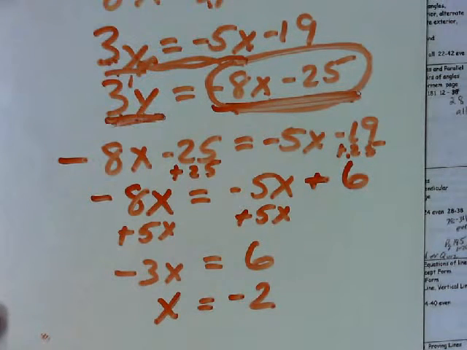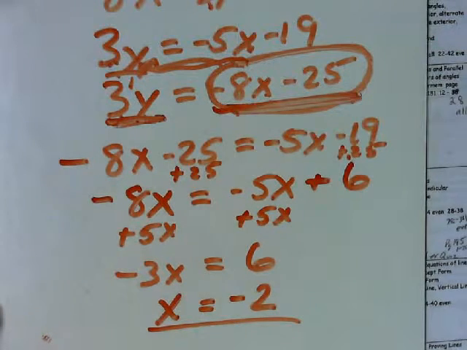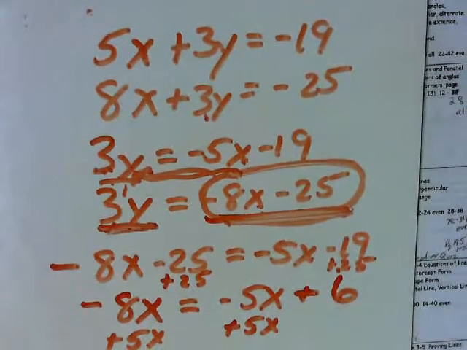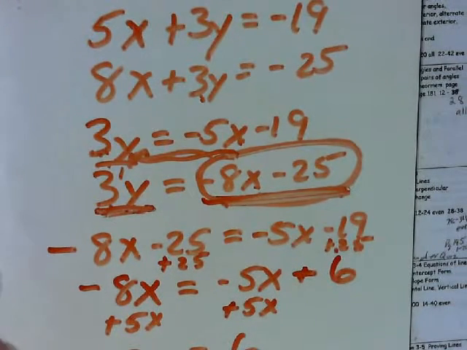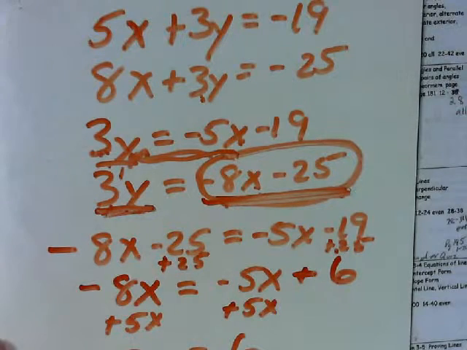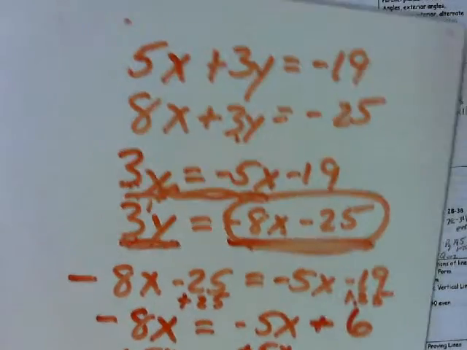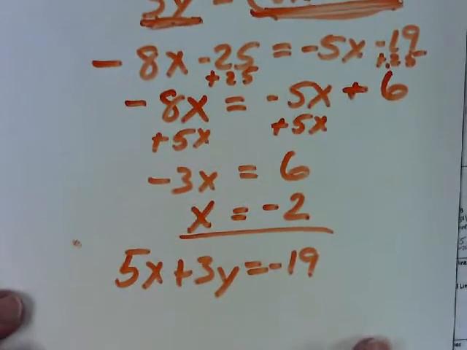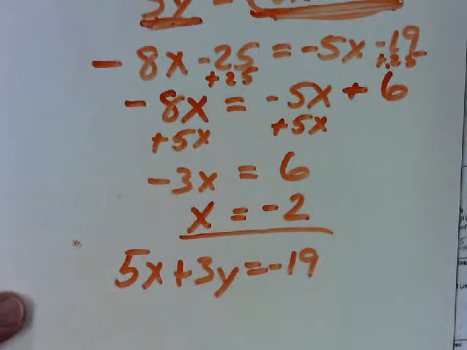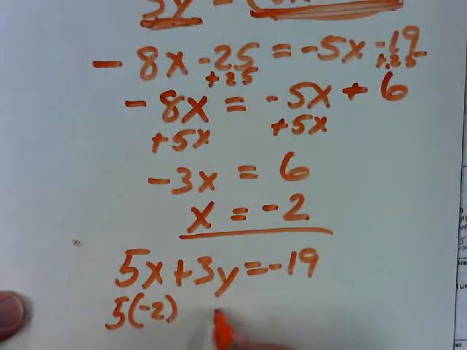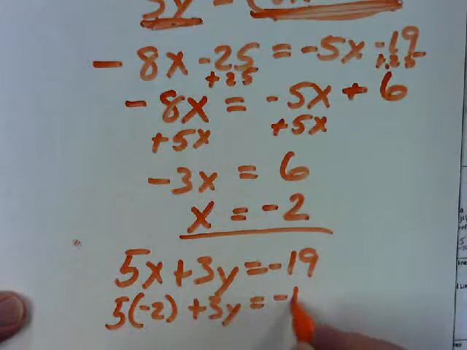Right? What do I do with this negative 2 now? Put it into the... Into where? Either one. Let's do 5x and 3y. Do we put it into the 3y equals or the 5x? I would go back to your original. So I'm gonna put that into the 5x plus 3y equals negative 19. So that means I'd have 5 times a negative 2 plus 3y equals negative 19.